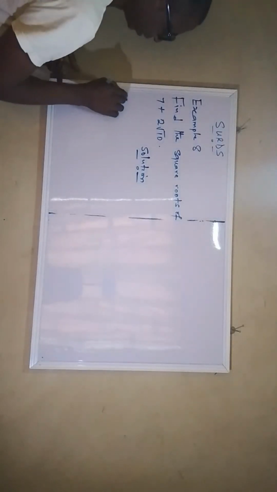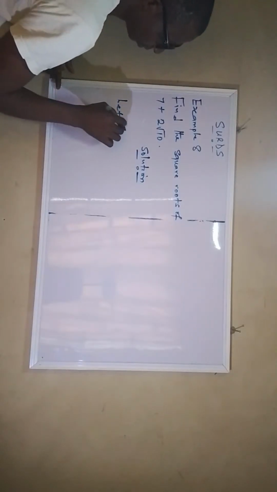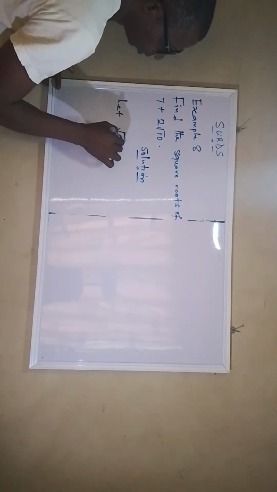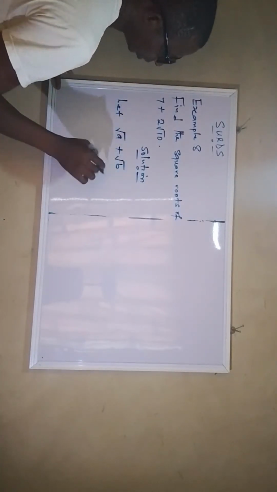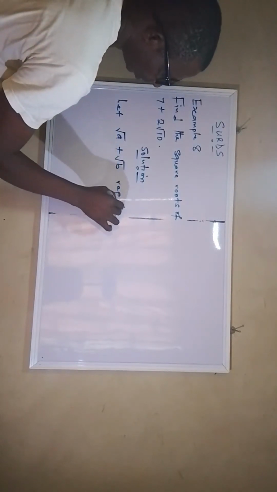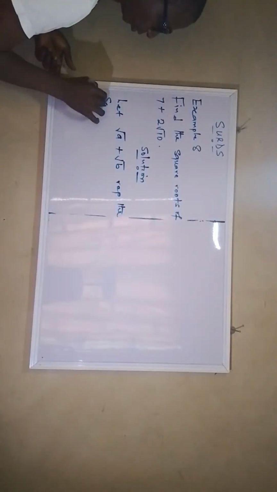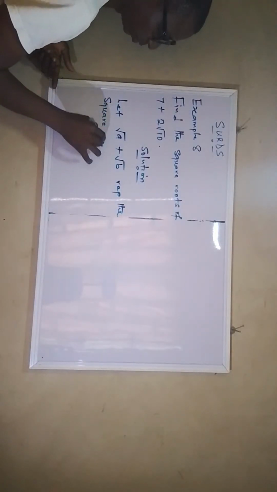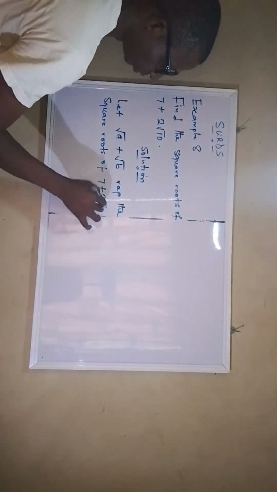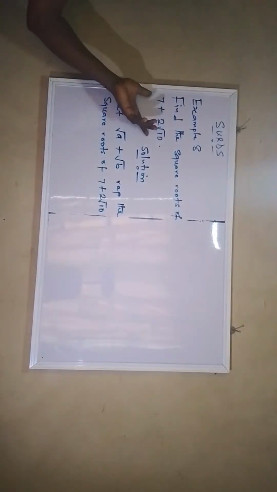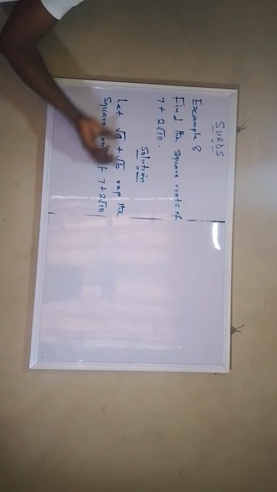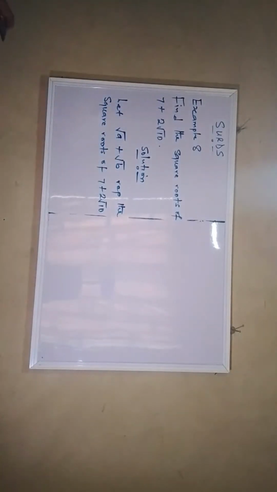So we start by saying, let square root of A plus square root of B represent the square roots of 7 plus 2 square root of 10. You get that now? We want to find the square root of this. We make an assumption. Let this be the square root of this.